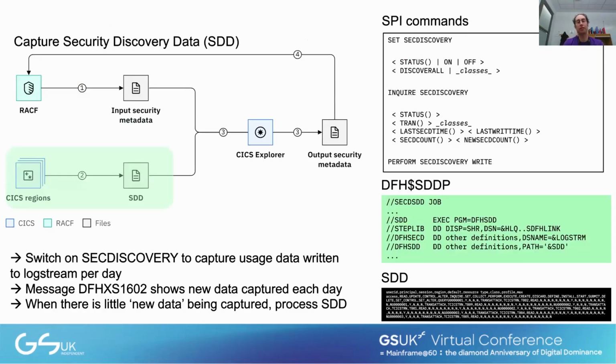Capturing the security discovery data at runtime is achieved by activating the SEC discovery capability. So we've got an SPI to do that. So we've got a set, an inquire, and a perform. So set SEC discovery is turning it on or off, and also setting which resource classes you want to capture.